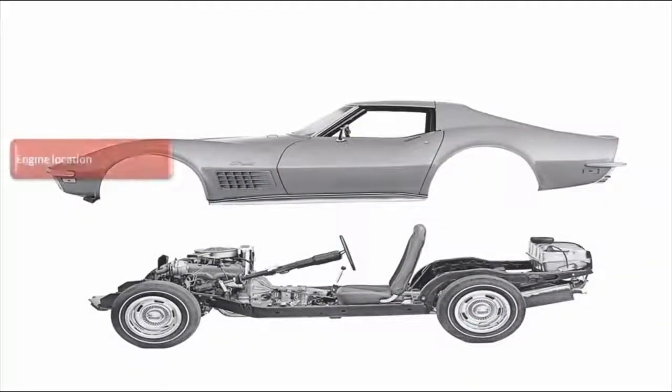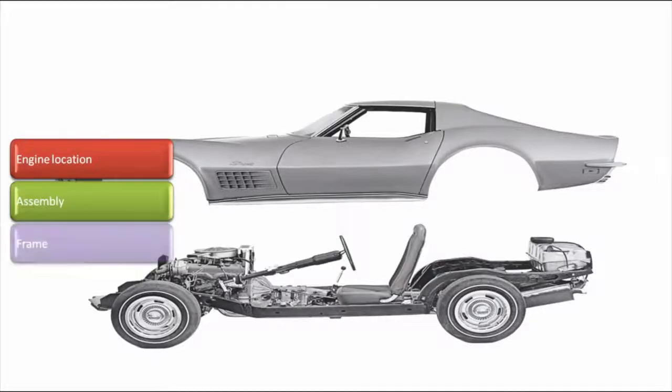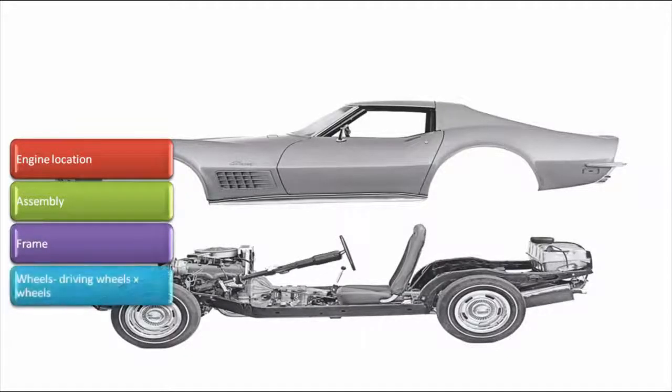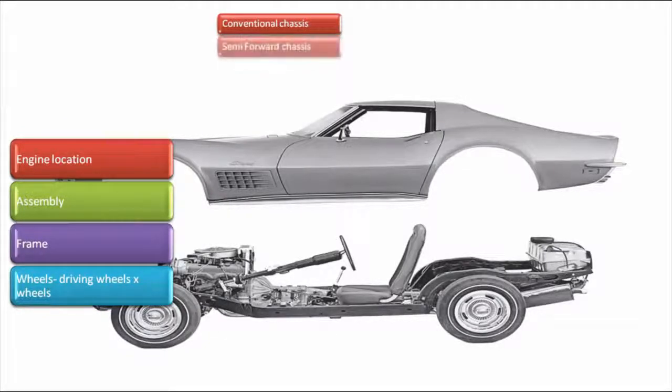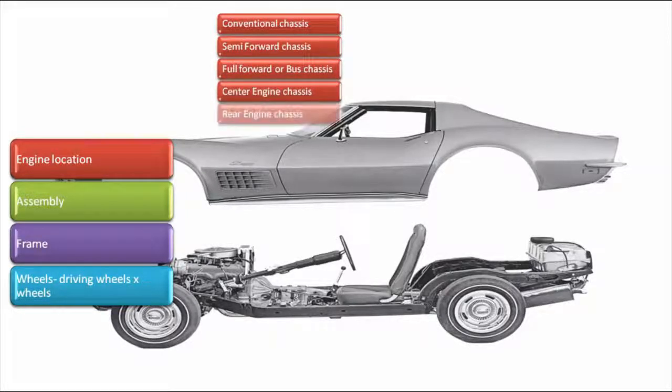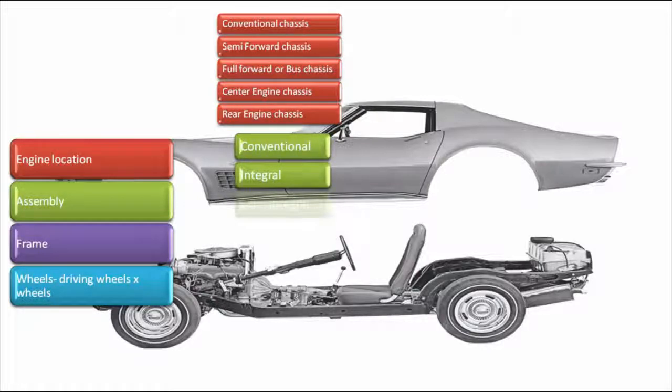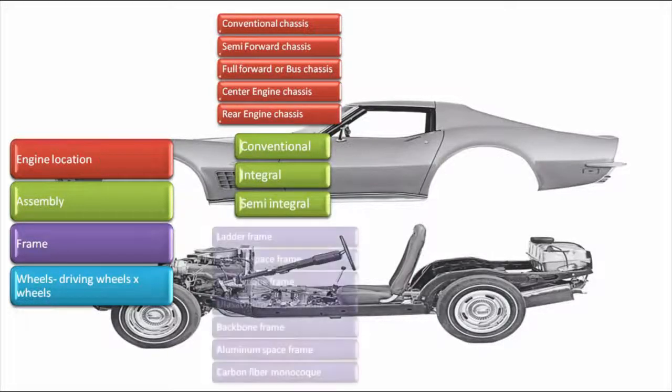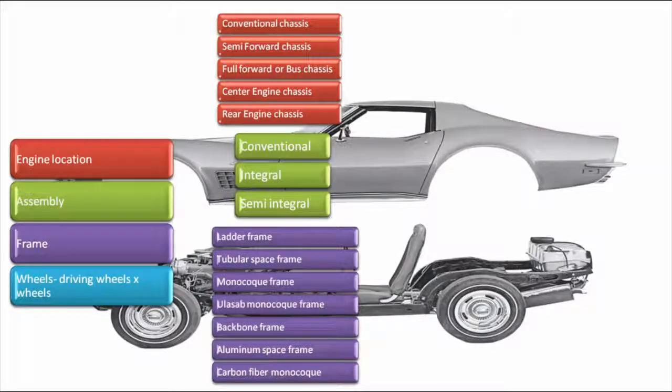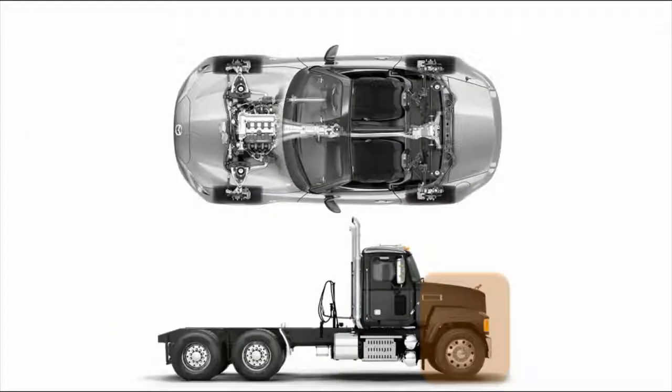Chassis can be classified based on engine location, assembly, frame, and wheels. Based on engine location, we have conventional chassis, semi-forward chassis, full forward chassis, center engine chassis, and finally rear engine chassis. Based on assembly, we have conventional chassis, integral chassis, and semi-integral chassis. These are some of the most popular chassis based on frame. But one should never forget that frame is part of chassis.